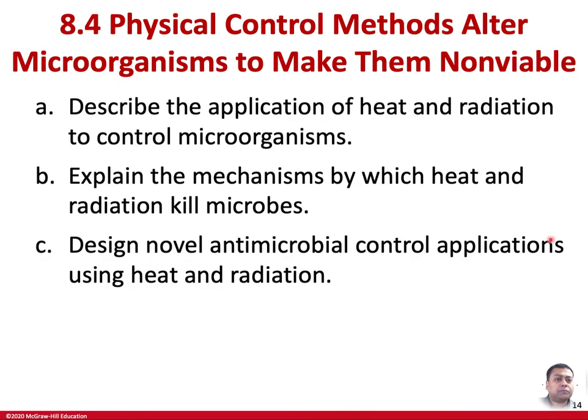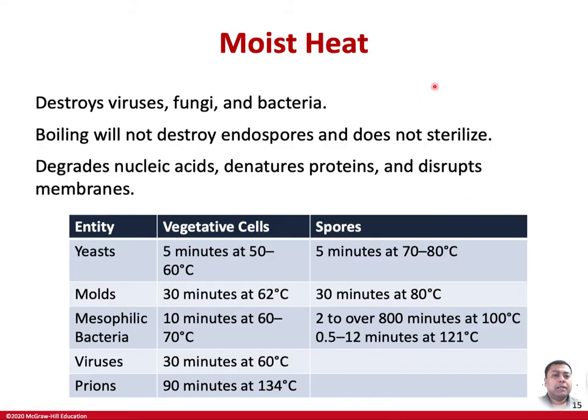Then we are looking at the physical control methods, and we are going to talk about heat and radiation control. Moist heat is very effective, and it can destroy viruses, fungi, and bacteria. Boiling, on the other hand, will not destroy endospores and does not sterilize, but it will disinfect. Microorganisms are killed by denaturation of the nucleic acid, denaturation of proteins, and disruption of the membrane. Proteins are easily coagulated just above 60-65 degrees Celsius, which denatures all the soluble proteins and the enzymes, leading to death.